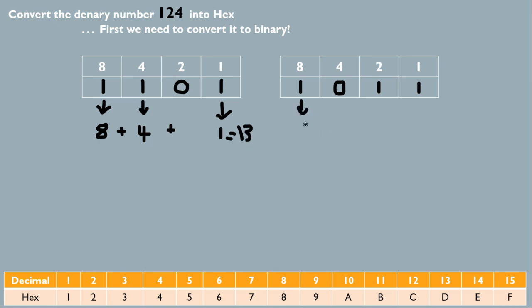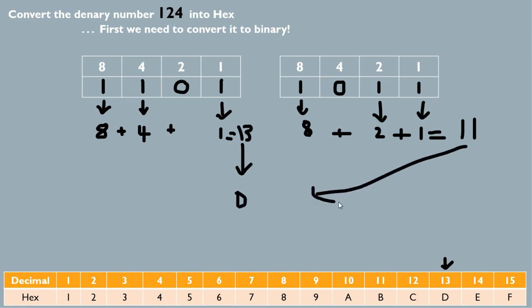Okay, now do the same on the other side. So I've got an 8, okay, and I have a 2, and I have a 1. Add them together, and I have 11. So on one side I've got 13, so I represent this, if I look at my table, by the letter D. And if I put that next to it, 11 is B. So the hex number, if I put them together, is DB.